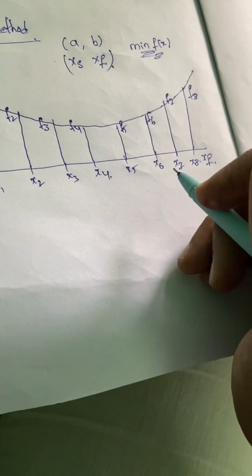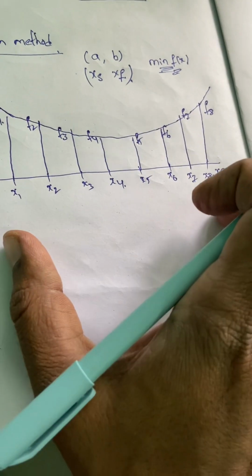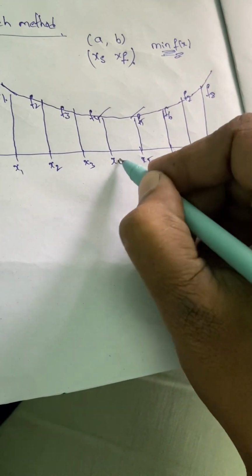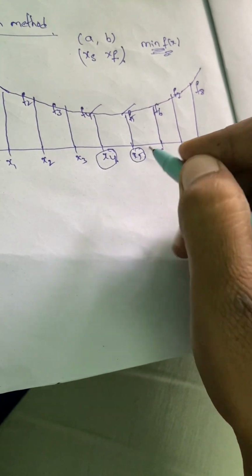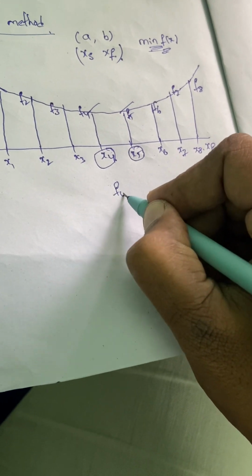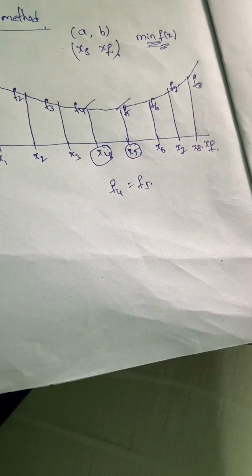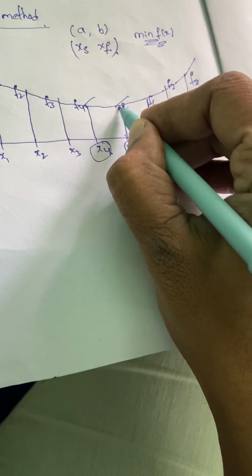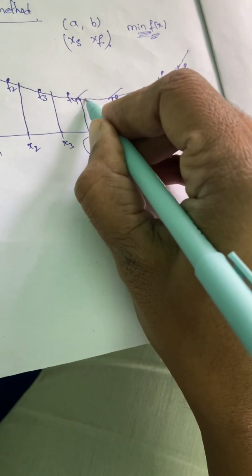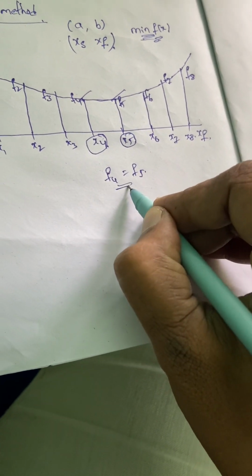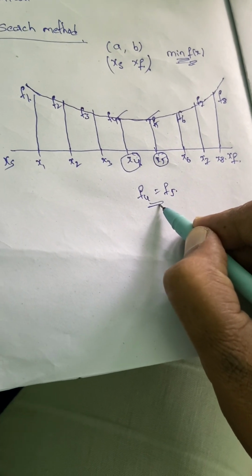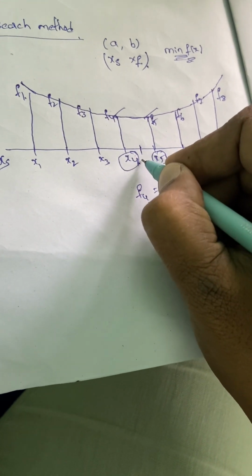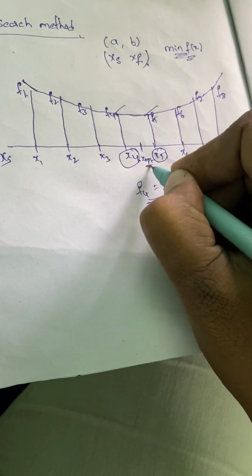If we clearly observe these experiments, the function values f4 and f5, which are placed at the x4 point and x5 point, are equal, since f4 is equal to f5. The curve at the f4 point and f5 point are equal. Then what will be our optimum value? Our optimum value is going to lie between this x4 and x5 point. That is called the x optimum point.